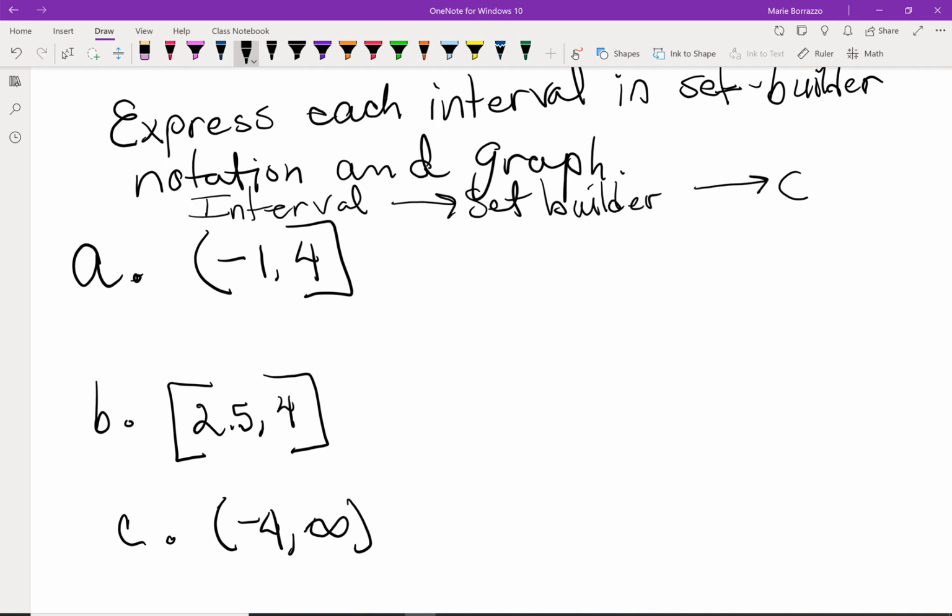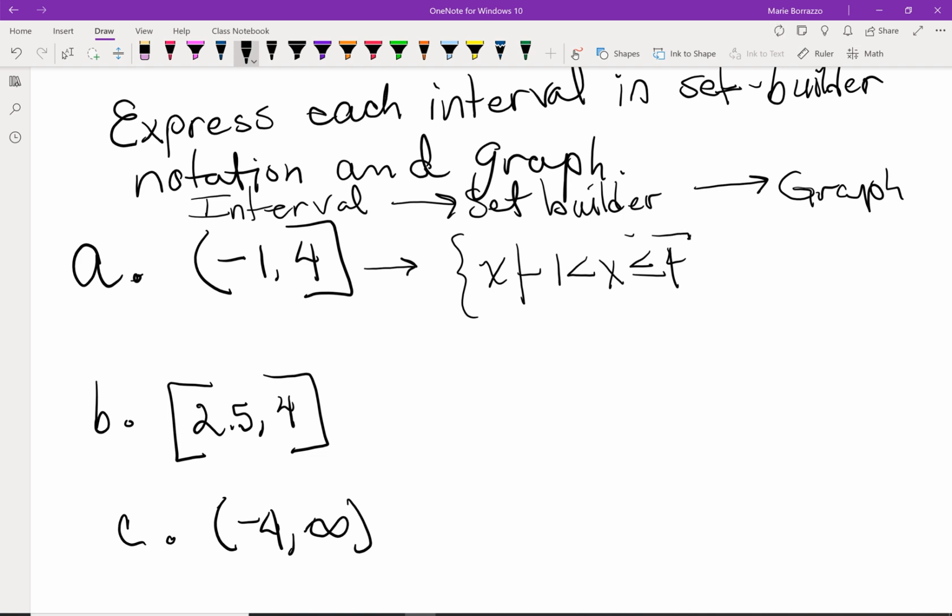So I'm giving you a little title of each so we can discuss. So in this case, we have set builder where x is a value in the set of values where x is greater than -1, but x is less than or equal to 4.